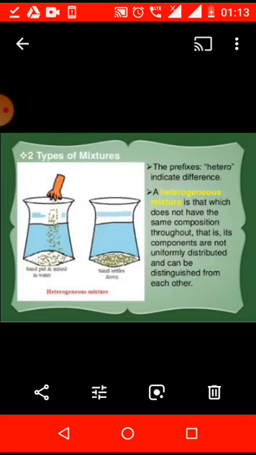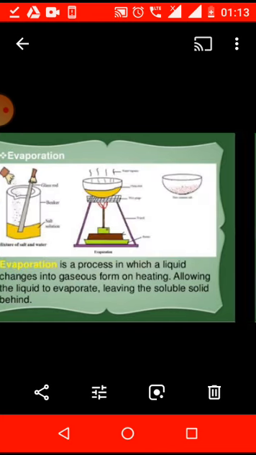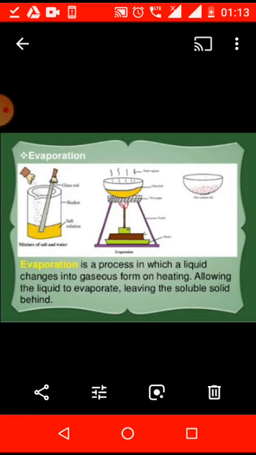And another one is types of mixtures. Already we know heterogeneous mixtures. And then evaporation. Evaporation is a process in which a liquid changes into gaseous form on heating, allowing the liquid to evaporate, leaving the solid behind.